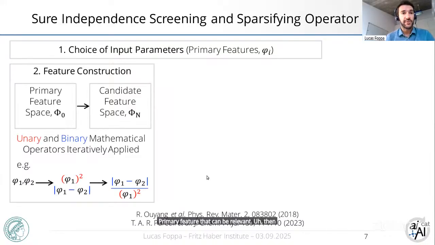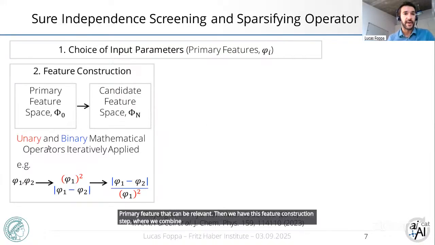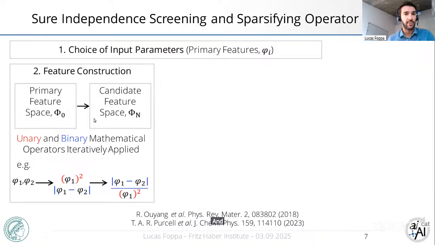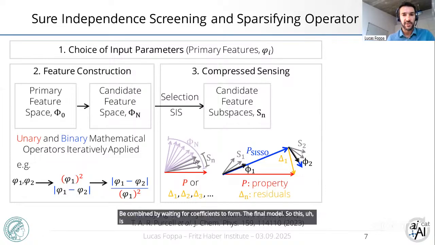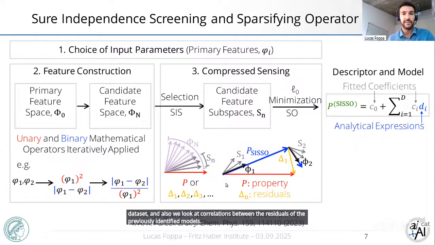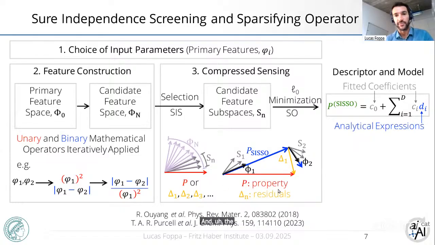Then we have the feature construction step, where we combine these primary features by applying unary and binary mathematical operators. So we form more and more complex expressions, and here we form what I will call the candidate feature space. Then we apply the compressed sensing methodology to select the few of these candidate features that will be combined by weighting coefficients to form the final model. This is done by looking at correlations between features and the property for the data set, and also correlations between the residuals of the previously identified models and the expressions that we formed during the SISSO analysis.